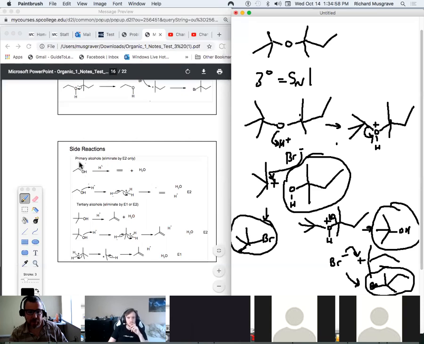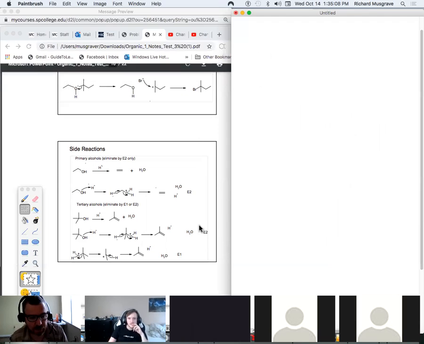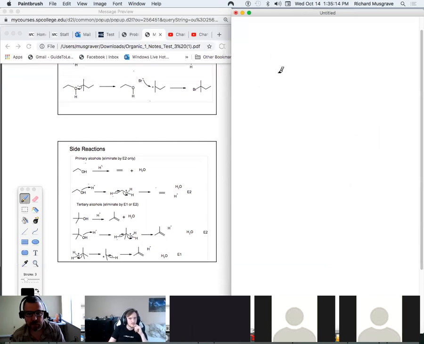Now, if it's a primary alcohol, then it can eliminate by what I'm calling the E2 mechanism, which is similar to the SN2 mechanism in that it's a one-step process. So you can see here the way that the E2 works. And this is the only mechanism we can use for primary.